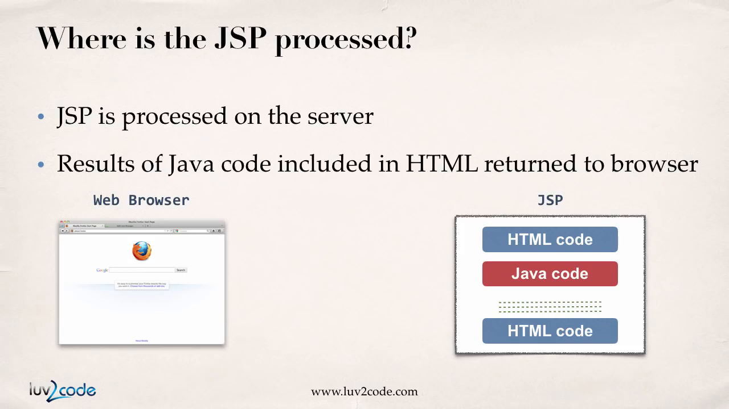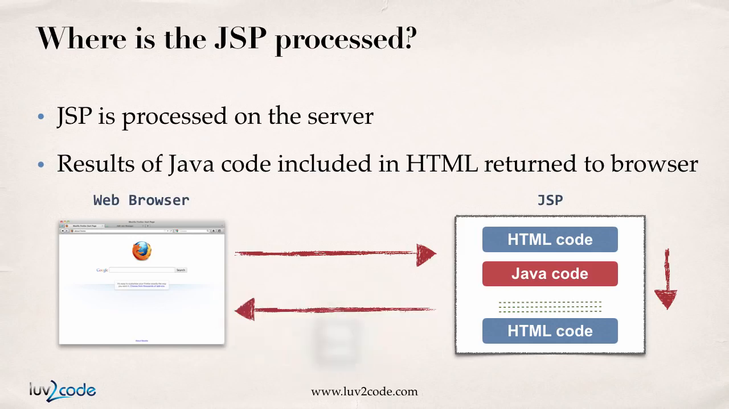So here's an example. We have a web browser. We make a request for a JSP page. It goes across. The JSP page is processed by your server. And then the results of that Java code will generate HTML, and those results are actually returned back to the web browser. And it's returned back to the browser as just plain HTML. So in effect, the Java code can generate HTML that goes back to the web browser.